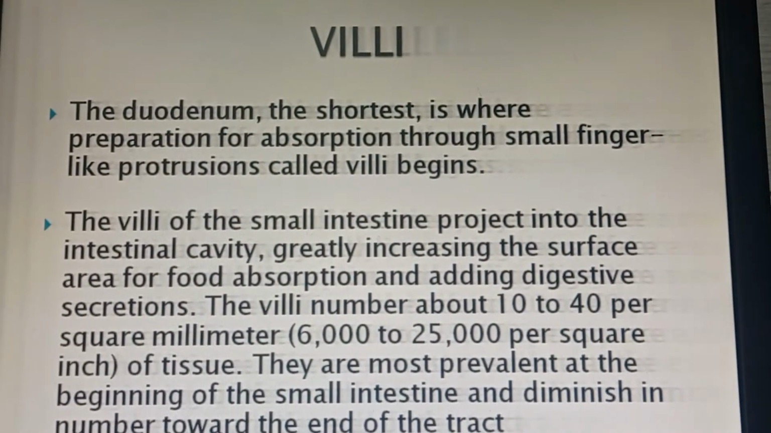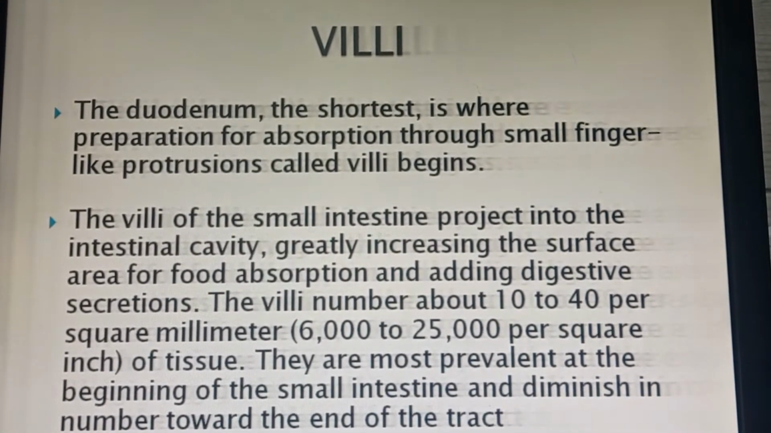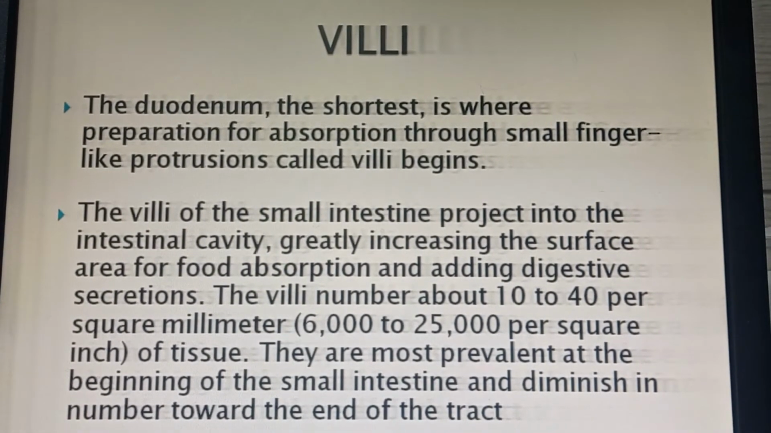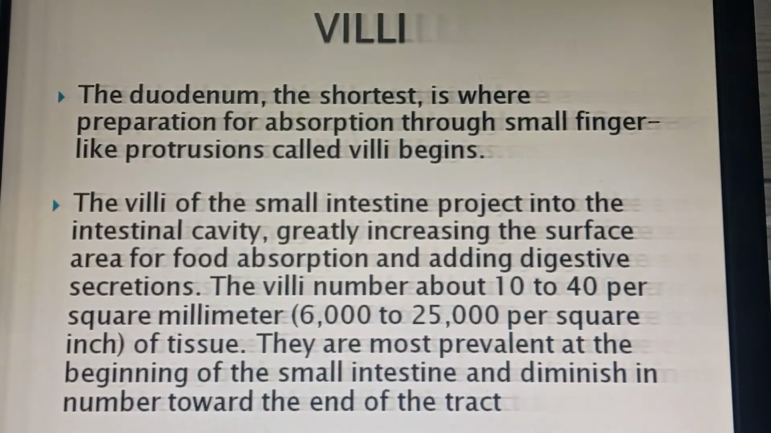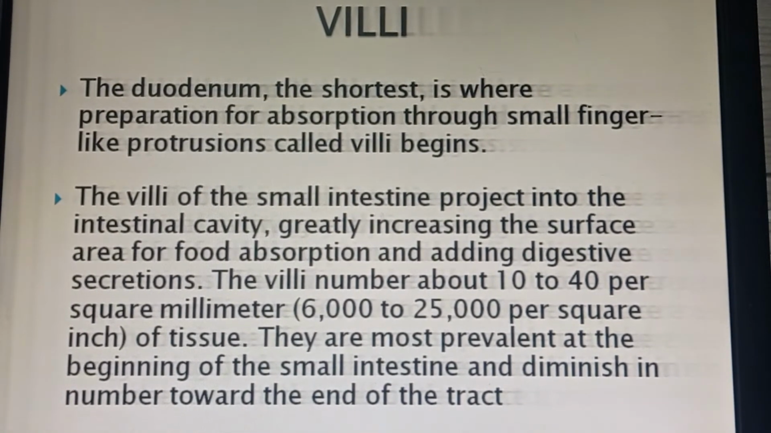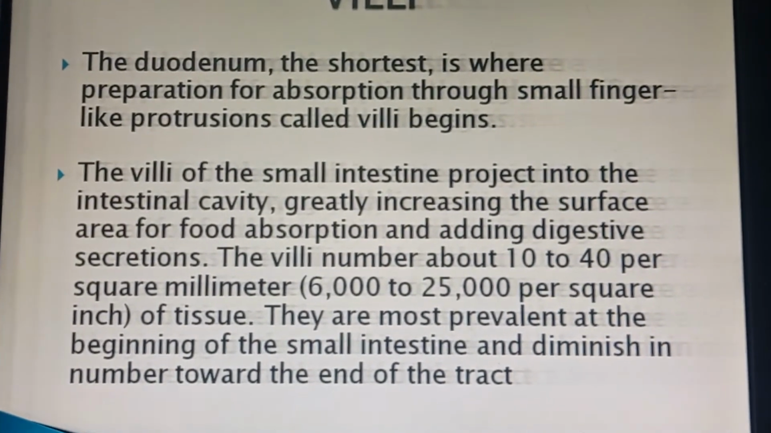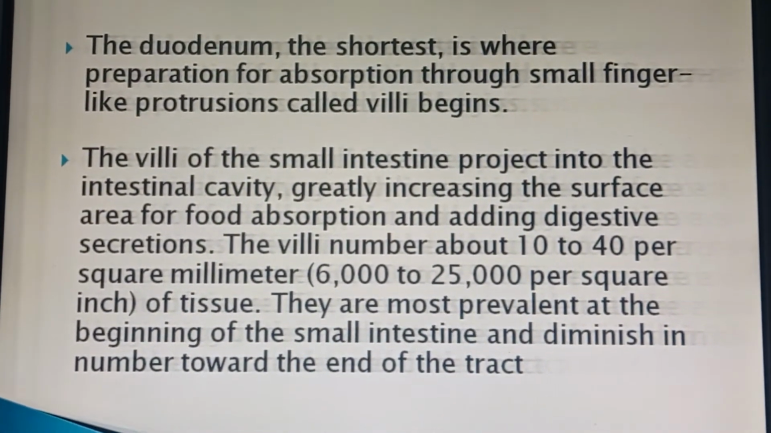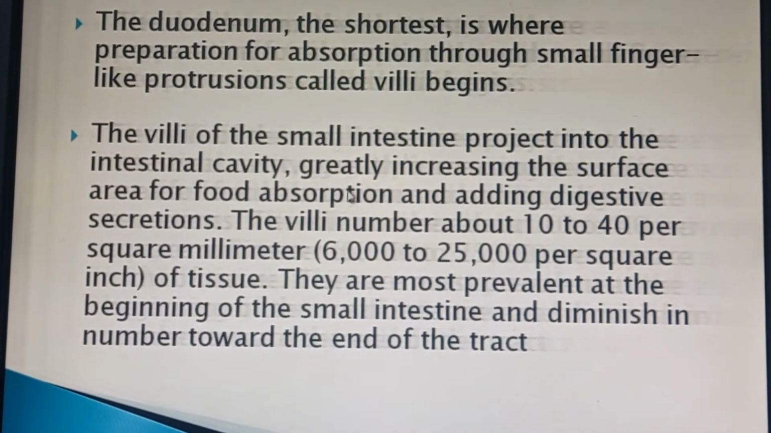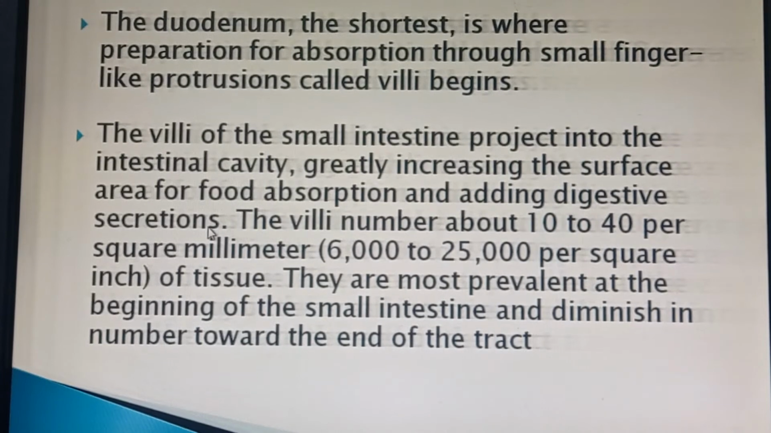Villi. The duodenum, the shortest in length, is where preparation for absorption through small finger-like projections called villi begins. Absorption starts in duodenum. A small intestine throughout its length has small finger-like projections which we call villi and microvilli. The villi of the small intestine project into the intestinal cavity, increasing the surface area for the absorption of food, and it adds digestive secretions.